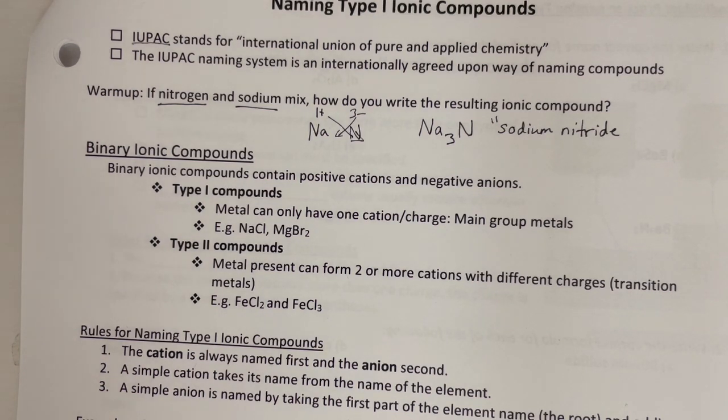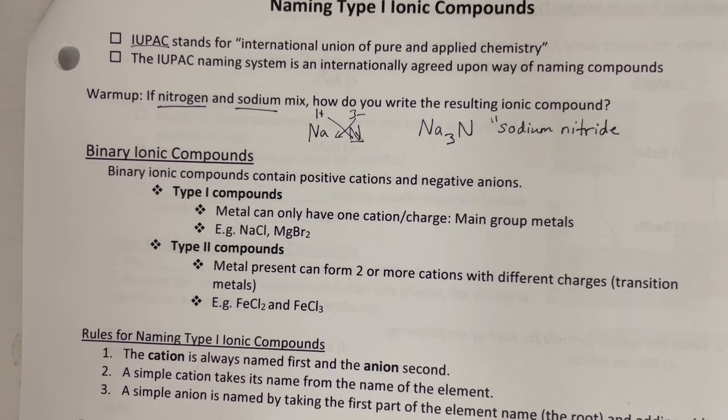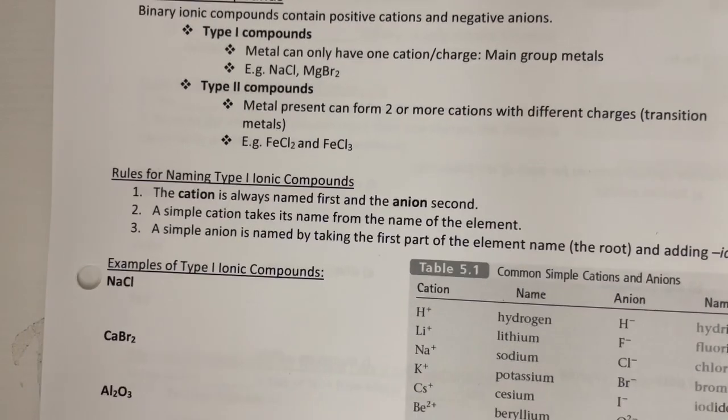In our next video, we'll look at type 2 compounds. So those are mostly those transition metals that can have multiple charges. So when we try and make ionic bonds with them, it's a little bit more complicated. We need 1 extra step to our naming. But first, we're going to start with the simplest ionic compounds. So these are the guys that only have 1 charge they can form, the type 1 ionic compounds.